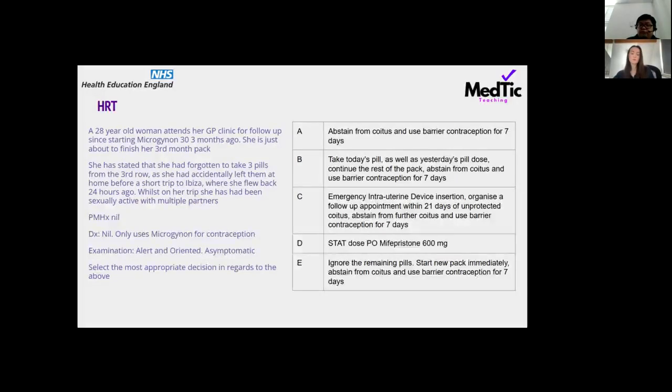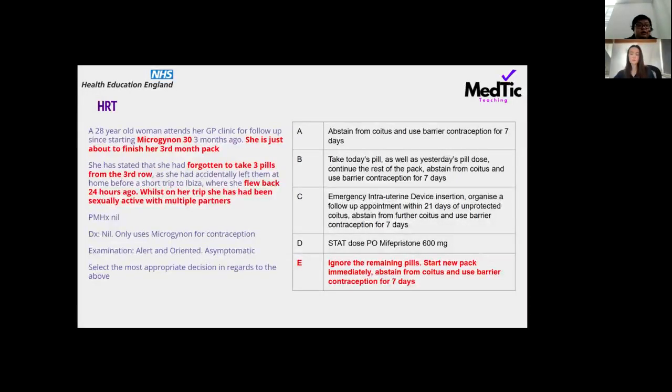And that is time for this question. So hopefully you got the answer E: to ignore all the remaining pills in her pack, start an entirely new pack immediately, and abstain from sexual intercourse or use barrier contraception for 7 days. Now, highlighting important information, she's on Microgynon 30, which is a form of COCP.